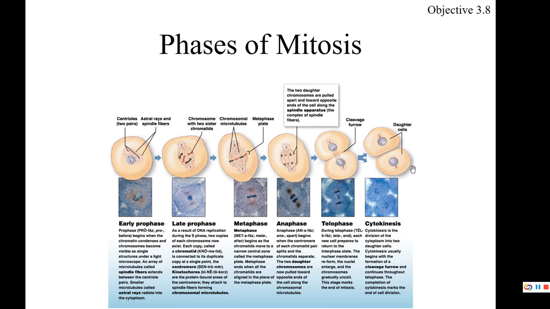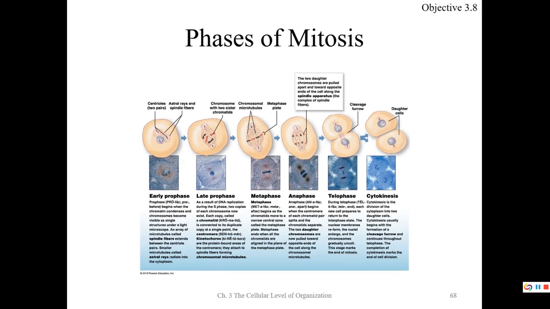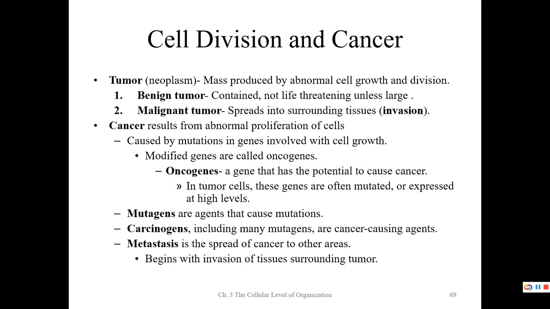Okay? Now, there are a couple things I want to talk about, and that is cancer. A cancer tumor, called a neoplasm, is a mass formed by abnormal cell growth and division. Cell division that we just talked about is an important part of cancer. If a tumor is benign, it's contained, it does not spread. It's not life-threatening unless it's large enough to cause a problem. Malignant tumors, however, spread and invade surrounding tissues. We call that metastasis.